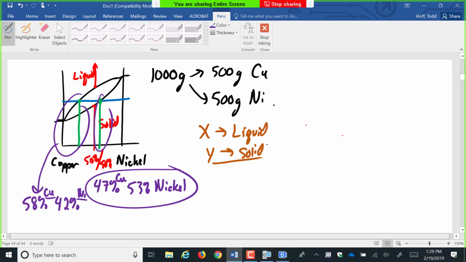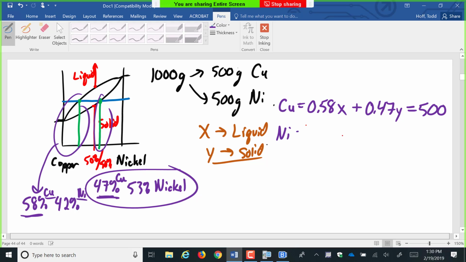So our first equation is going to be for copper, the amount of copper we have. The liquid is 58% copper, so that's 0.58 times X. The amount in the solid is 47% copper, so that's 0.47 times Y. And that has to add up to a total of 500 grams of copper.